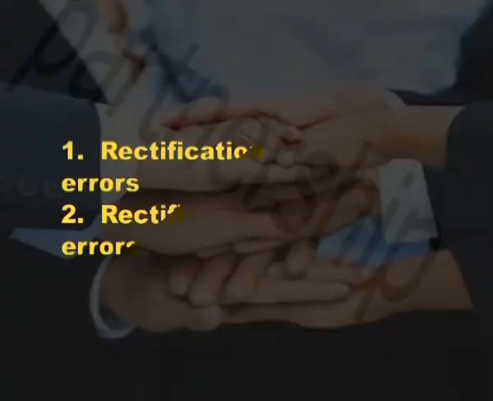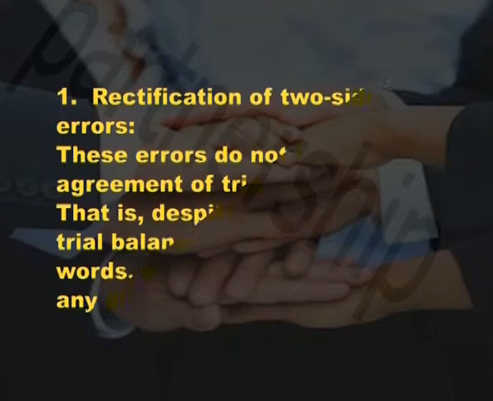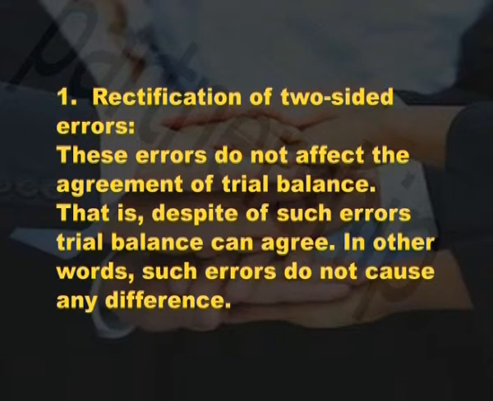Rectification of errors can be divided into two parts: the first one is rectification of two-sided errors, and the second one is rectification of one-sided errors. The first one, rectification of two-sided errors. These errors do not affect the agreement of trial balance. That is, despite such errors, trial balance can agree. In other words, such errors do not cause any difference.